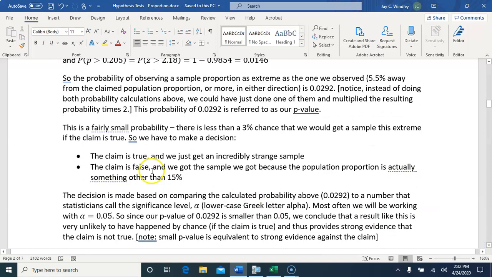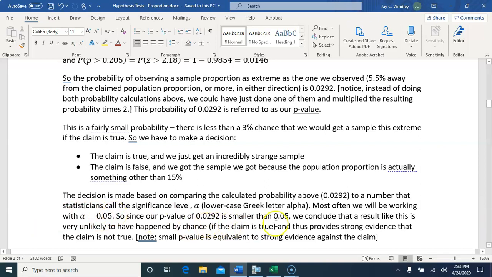This decision of which one of these we choose is usually made by comparing the calculated p-value, 0.0292, to a number the statisticians call the significance level, which is usually indicated with the Greek letter alpha. Most of the time we'll be using an alpha of 0.05, but oftentimes a problem will state, is this result significant at alpha equals some number. So sometimes they'll give us an alpha of 0.05, sometimes it'll be an alpha of 0.01, sometimes alpha is 0.001, but if it's not otherwise stated, we're going to use an alpha of 0.05.